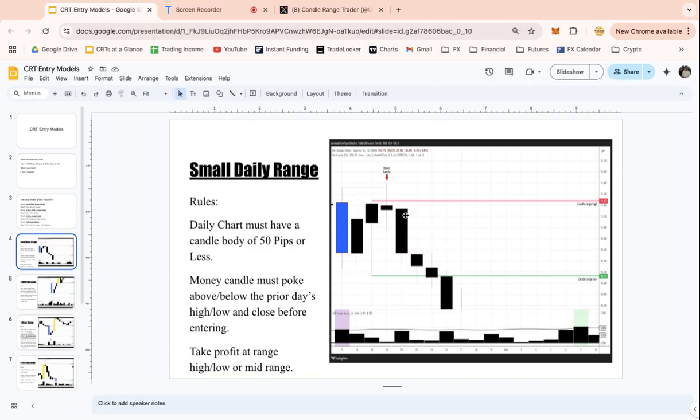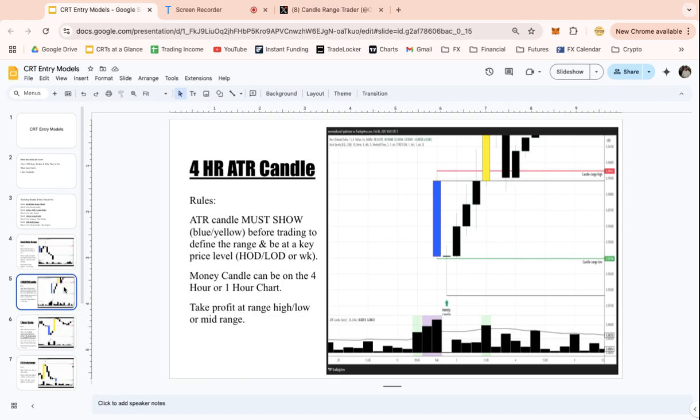But the key, the number one job of every Candle Range Theory trader, is to identify what range you're trading. Are you going to trade a small daily range? Maybe you want to trade this type of range, which is the 4-hour ATR candle. Here are the rules for this one. You must have an ATR candle. And again, if you don't know what that is, check the link in the description. The video will explain that.